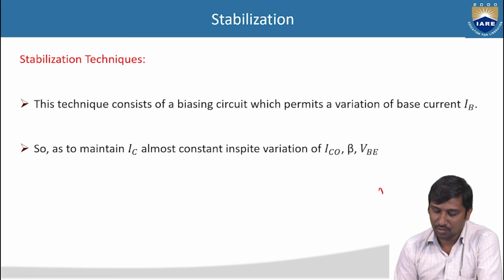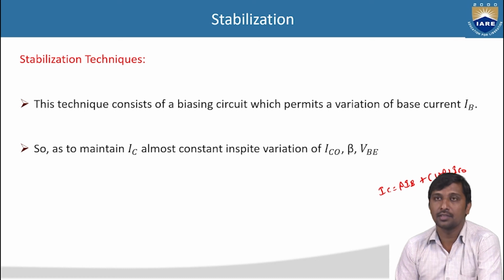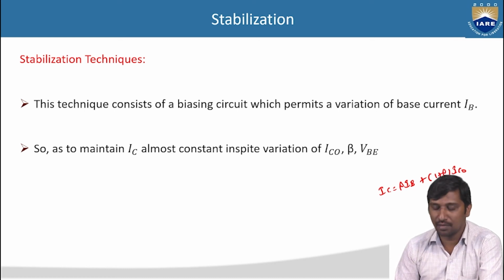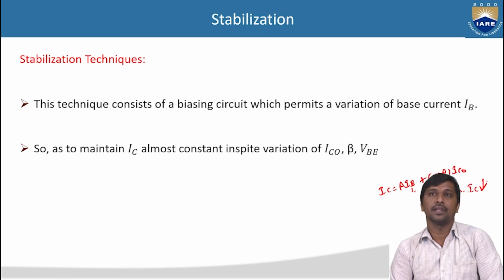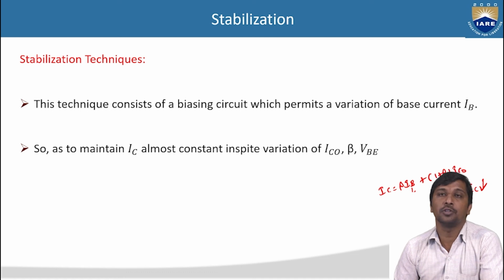We know that IC is equal to beta times IB plus (1 plus beta) times IC naught. So if IC naught changes, IC changes. To compensate this change in collector current, we need to compensate through the base current. If the base current reduces, then automatically the collector current also reduces. Hence, with the compensation, the Q point becomes stable.